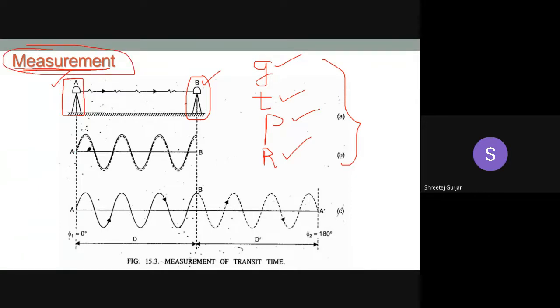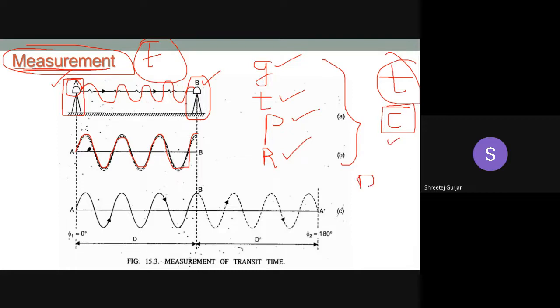Here you can see the wave is propagated like this, and the timer is started. When the transmitter sends the wave, as soon as it sends, the timer is started. And when the wave is received by the receiver, the timer is stopped. So the time taken by the wave to travel from A to B, or from the transmitter to receiver, is noted down. Then the velocity is known. C is fixed. The velocity of the wave is fixed, 3 × 10^8 m/s.